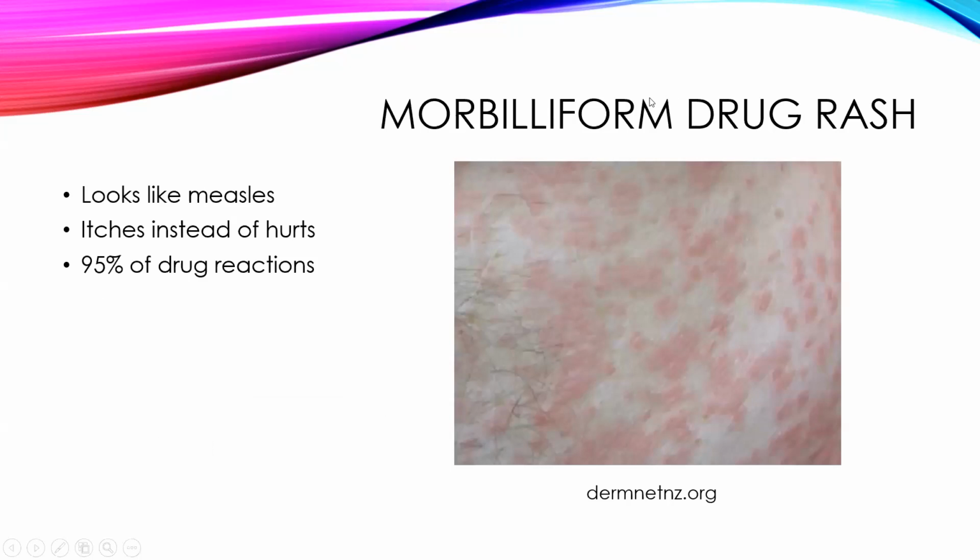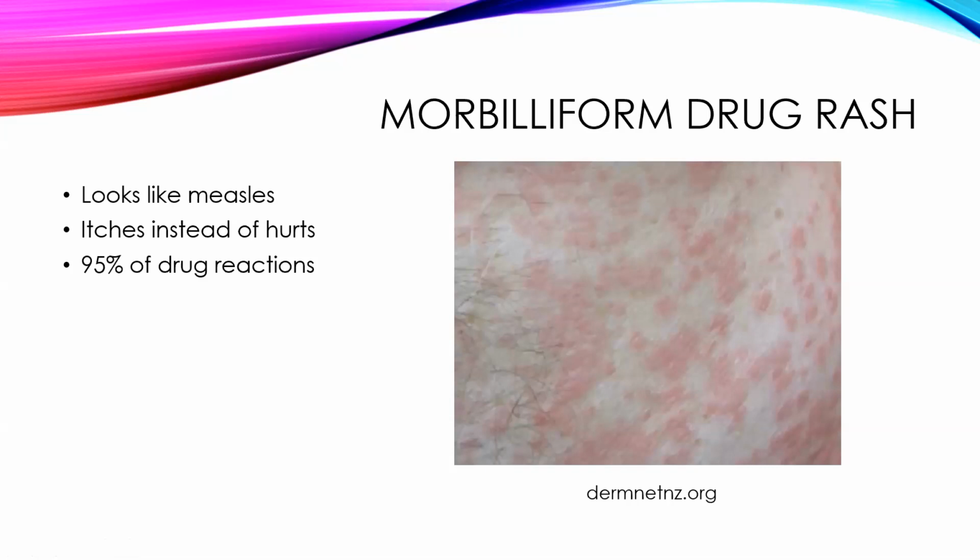First, this is a photo of a morbilliform drug rash. Morbilliform means it looks like measles. Luckily, we don't see a lot of measles anymore because of the vaccines. However, they tend to be erythematous macules and papules. They do itch instead of hurt, and that's one of our big differentiations between a morbilliform drug rash and a SCAR. In addition, just to note, this is 95% of all drug reactions.